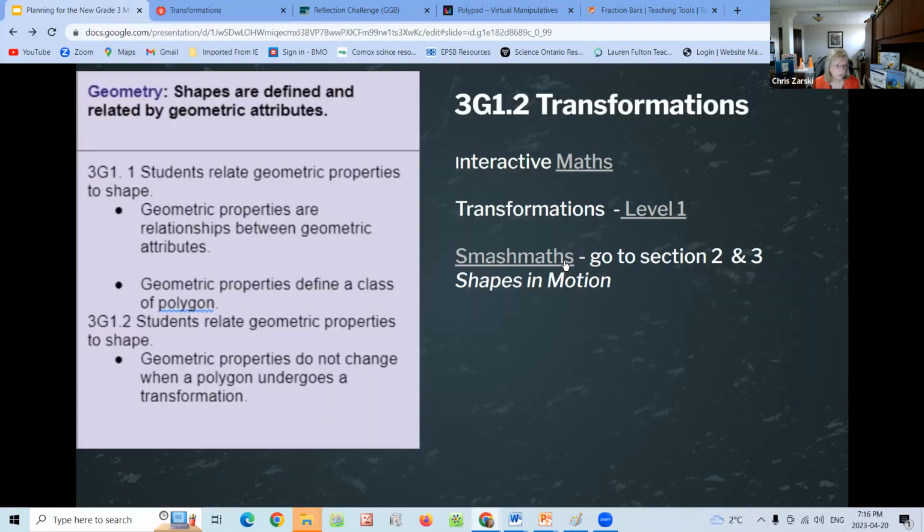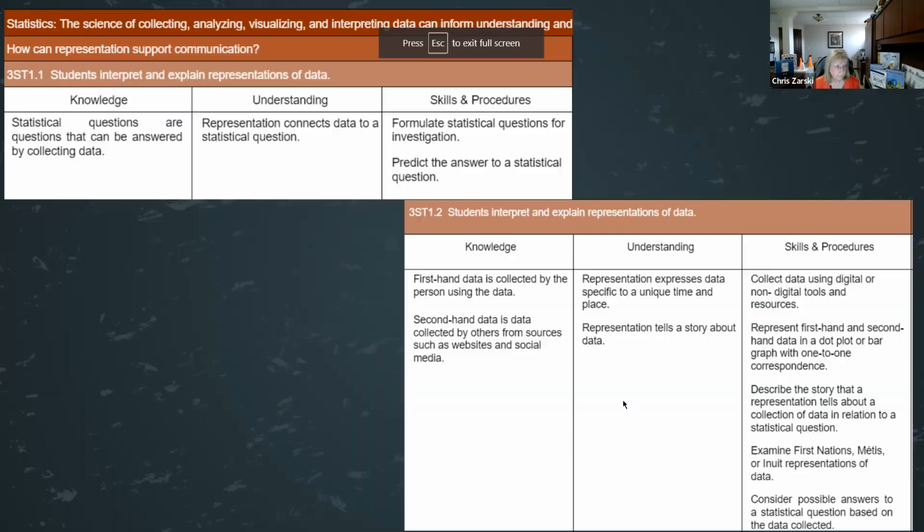Okay, so just some sites to go to. This one is another one, and I'm suggesting go to sections 2 and 3. That's grades 2 and 3 in there. Both of those grades would work for the things that you are doing.